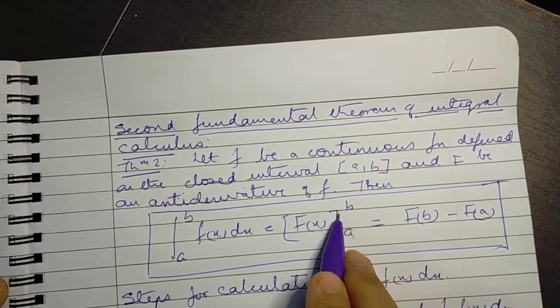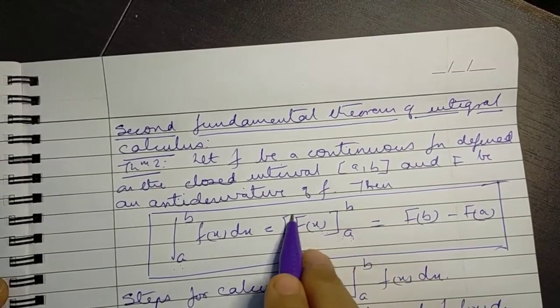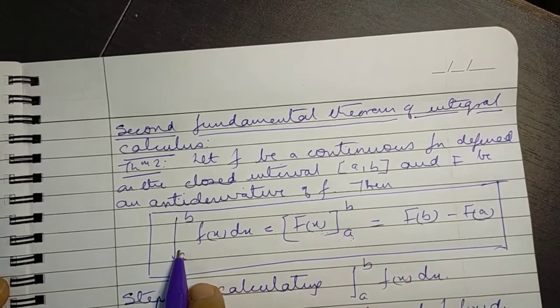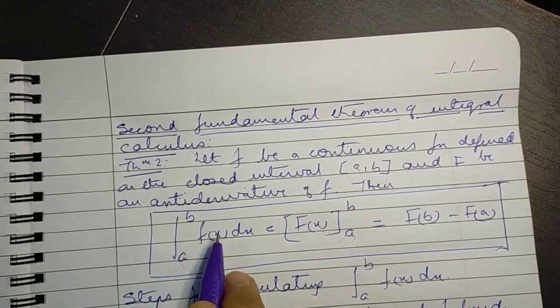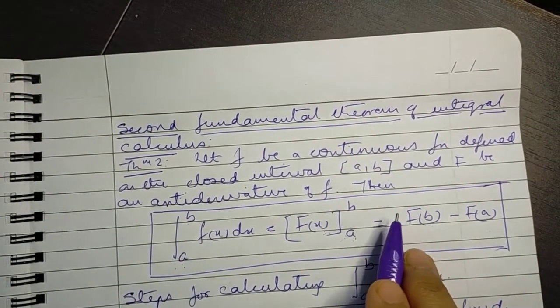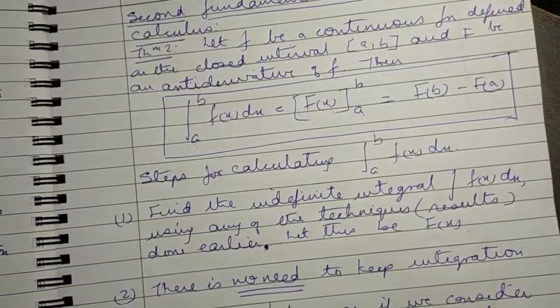When you evaluate it, first we substitute the upper limit in the function, that is F(b), minus the function with the lower limit substituted, that is F(a). So the definite integral from a to b of f(x) dx is defined as the integral at the upper limit minus the integral at the lower limit.